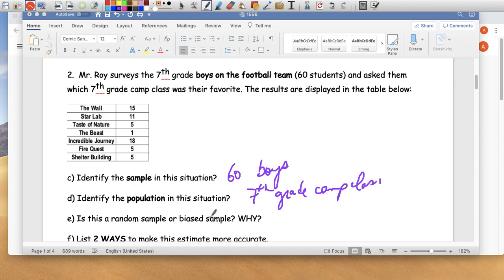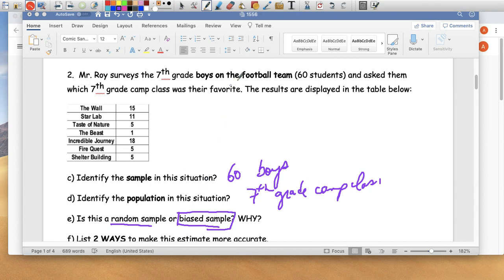Is this random or biased? Well, I would say definitely biased, right? Because we only asked the boys, and we only asked the boys on the football team. Definitely a select group of people. Remember, when we're talking about random, it means that everybody had the same chance of being selected for the survey. In this case, no.